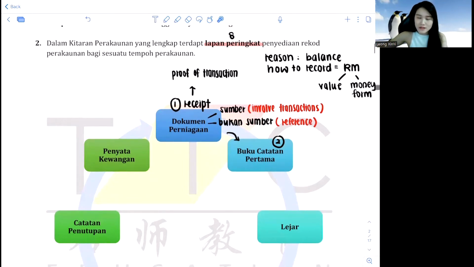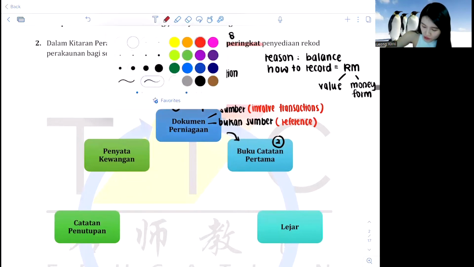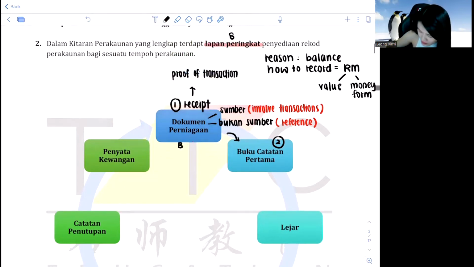So buku catatan pertama, this is in our chapter 4. Okay, so I believe that some of you say you already done Bab 3, right? Okay, Bab 3 is document Pengenalan. So maybe I put somewhere here, this is your Bab 3. And buku catatan pertama is Bab 4. So what do we do in Bab 4? Bab 4 is your main books. So buku catatan pertama, your first layer of recording.